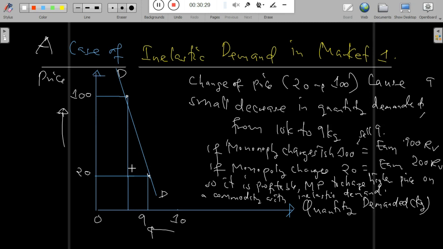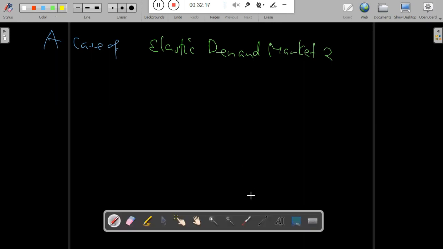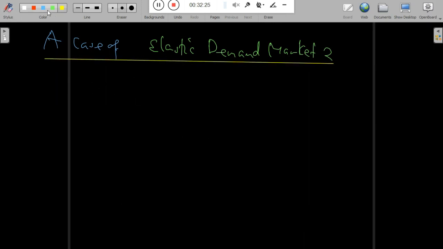Let's now look at the type of elastic market. What if the monopolist sets a price in an elastic market? Normally, a monopoly, as I told you, charges a small price in a market which is elastic, by knowing that any change of price affects the quantity demanded by consumers. So in the case of an elastic market, the monopoly fixes a small price level, knowing there is a big effect of changing the price level on consumers.